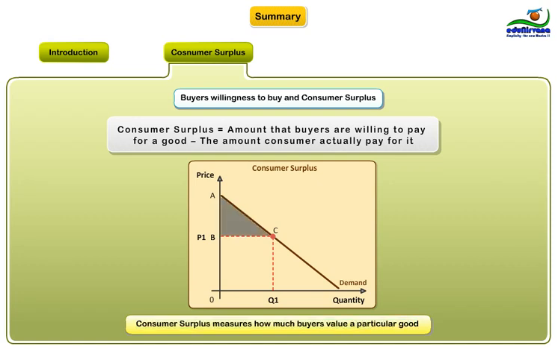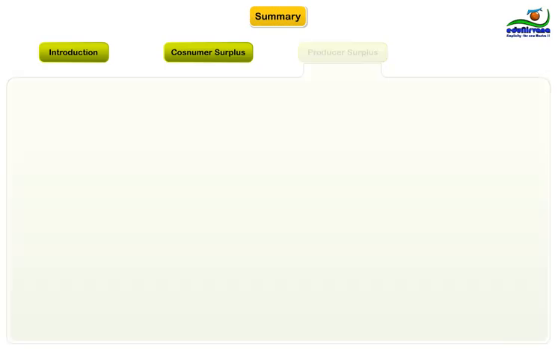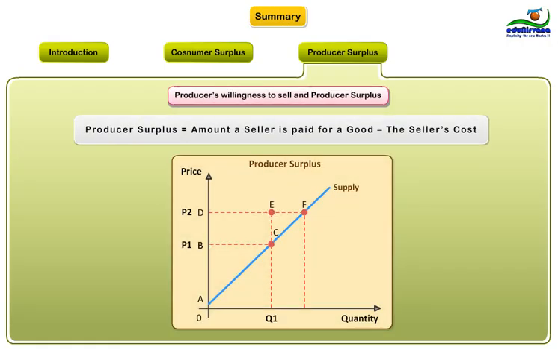The area below the demand curve and above the equilibrium price measures the consumer surplus in the market. At price P1, the consumer surplus is ABC. If the price decreases from point P1 to P2, then consumer surplus now equals area ADF. The increase in consumer surplus attributable to the lower price is the area BCFD.